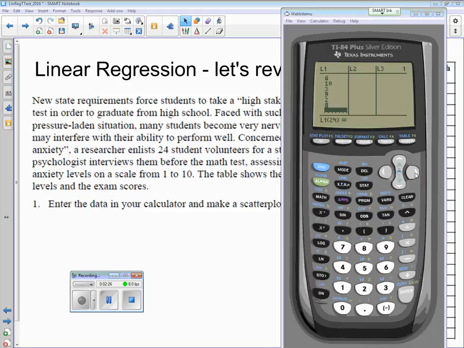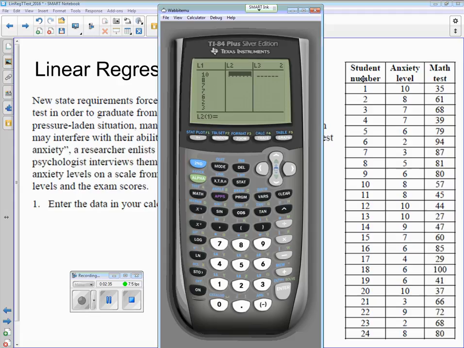So here's a question I have for you. As you're entering in the data, when you look at the table that was given to you up here, you have student number, anxiety level, and math test. Which of the two variables am I worried about? The student number doesn't really mean anything, does it? I mean, it's matched by that student number. You can kind of think about this as a matched pairs test if you wanted to. They're matched. Is there a difference between?